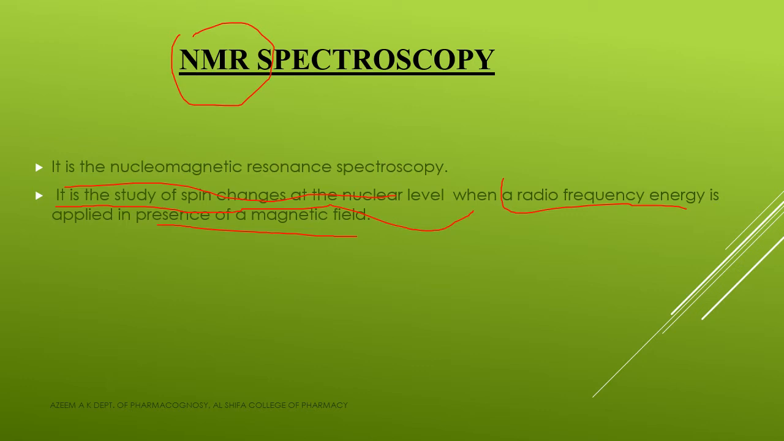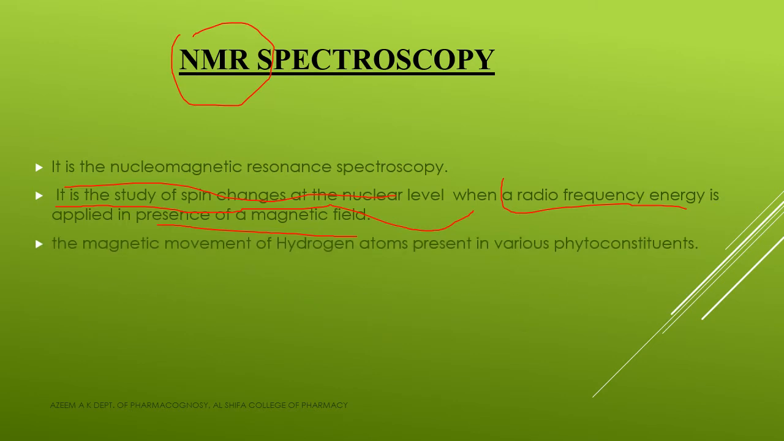Two things are there: one is the radio frequency energy, and this radio frequency energy should be applied in presence of a magnetic field. Clear? So NMR spectroscopy is the nucleomagnetic resonance spectroscopy. Then it is concerned with the study of spin changes at the nuclear level when a radio frequency energy is applied in presence of a magnetic field.